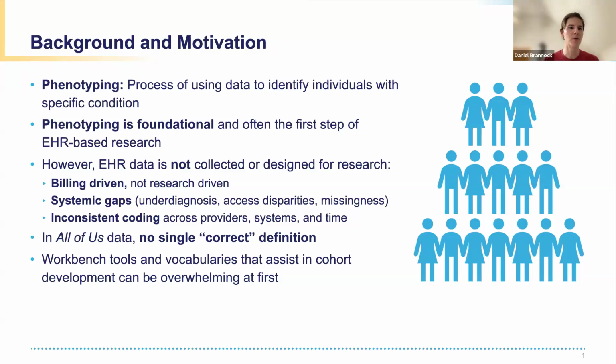And it's particularly important when you're using EHRs like in All of Us, because that data was not collected for the purposes of doing research. It was driven by treating patients and billing payers. And so there are gaps in the data. There's underdiagnoses, there's disparities in access, there's a lot of missingness in that data. And there's also inconsistent coding across different providers, different hospital networks, even over time within the same provider or hospital. So when you're using All of Us data, or in particular the EHR data within All of Us, there is almost always not one single correct definition for whatever thing of interest that you're trying to define.